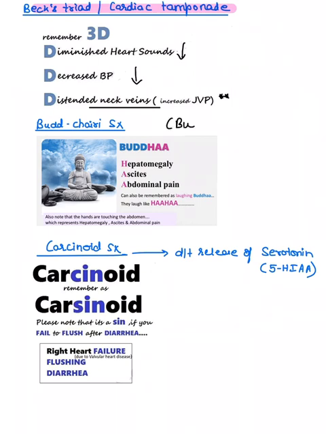Okay, now coming on to the Budd-Chiari syndrome. You can remember Budd-Chiari, remember Buddha. Buddha always laughs and preaches that you should always be happy. Okay, so ha ha ha ha. So H is for hepatomegaly, A is for ascites, and A is for abdominal pain.